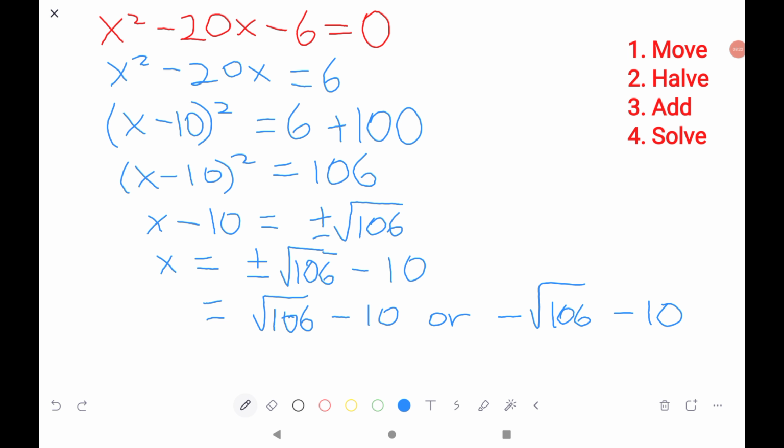And that's all there is to it. So hopefully you found this simple 4-step process for completing the square useful.